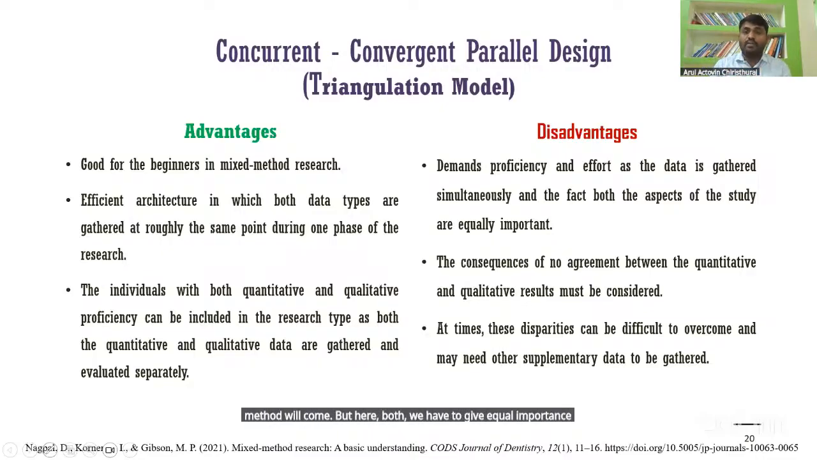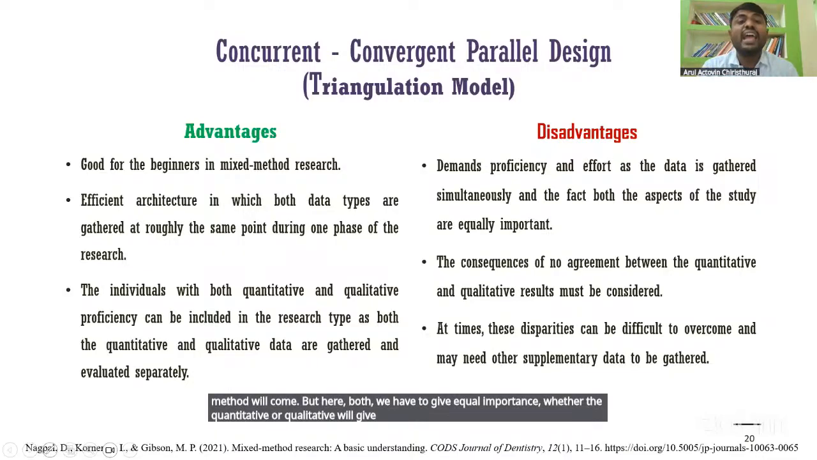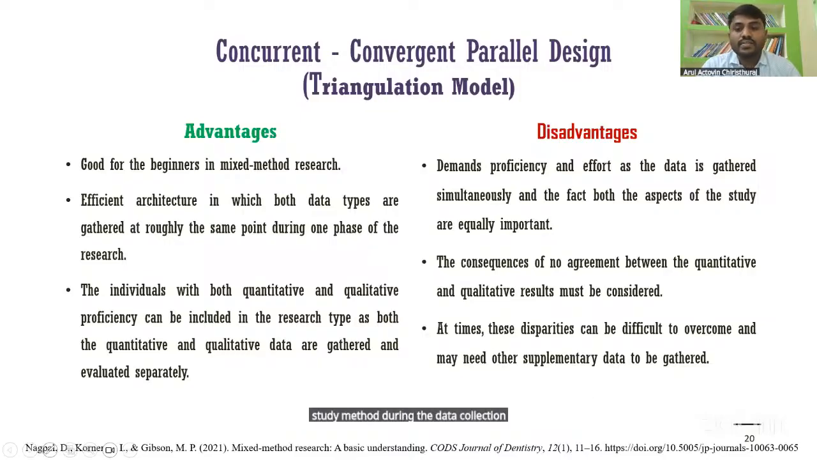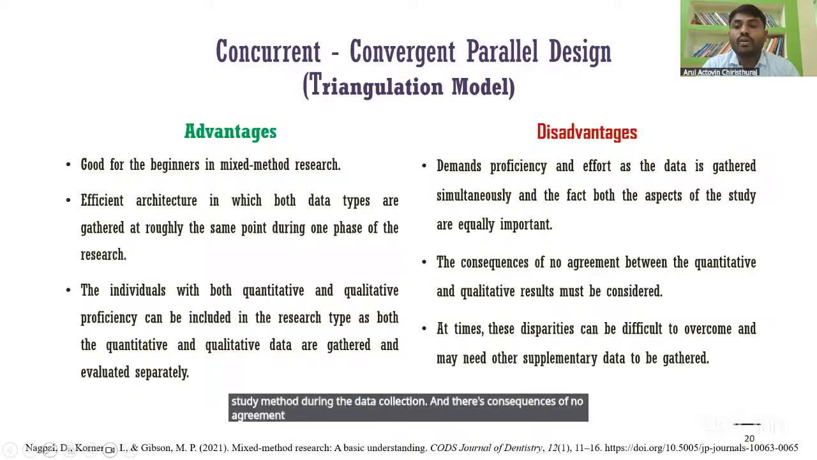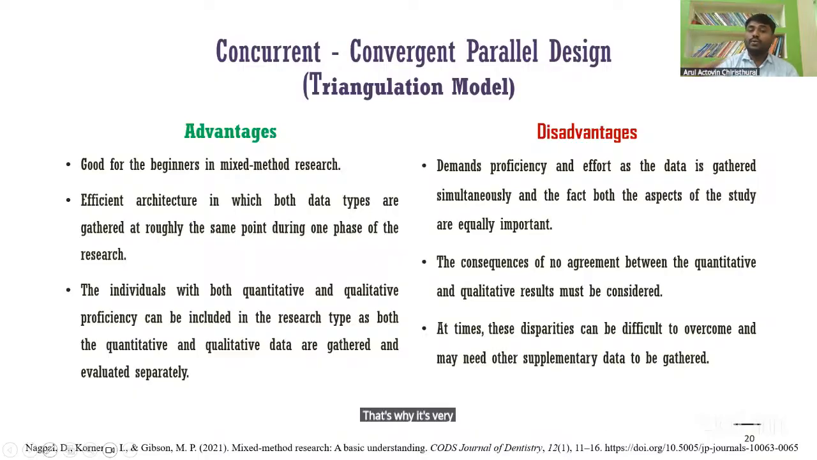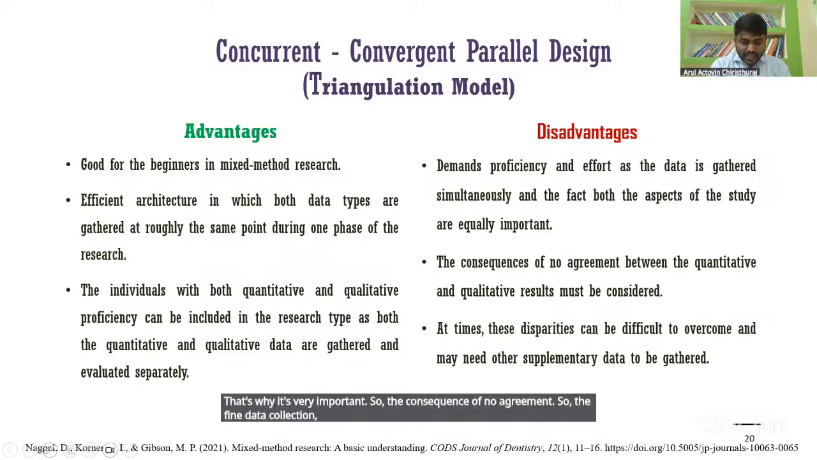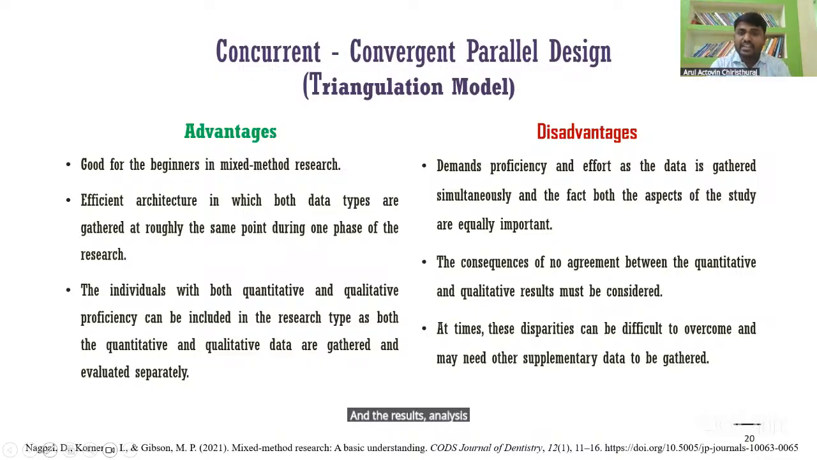Whether quantitative or qualitative, you are supposed to give equal importance to both study methods during data collection. And the consequences of no agreement between the quantitative and qualitative results must be considered. That's very important: the consequence of no agreement. So data collection and the results analysis should also be done separately.